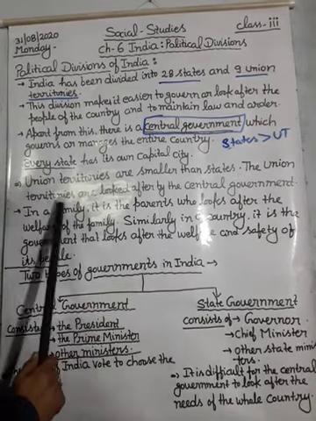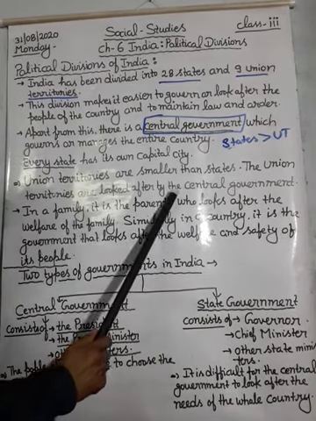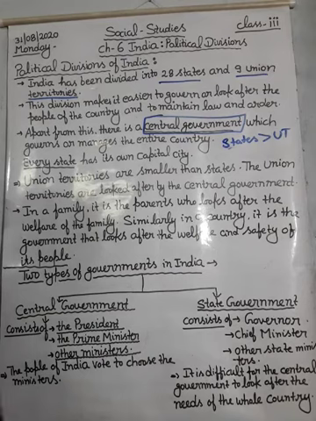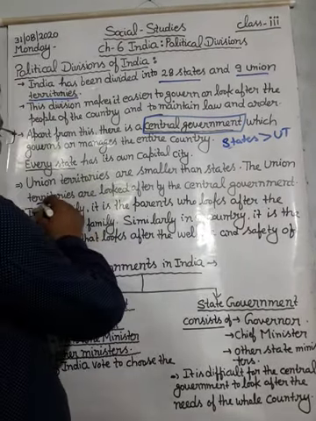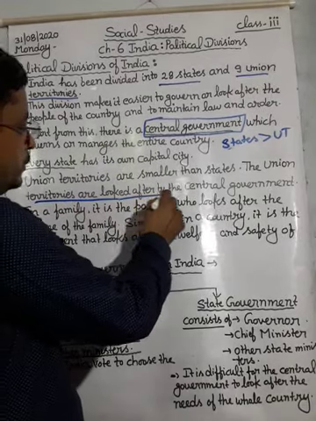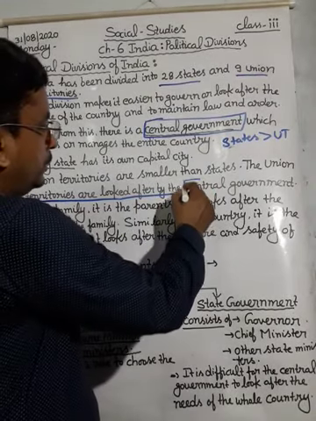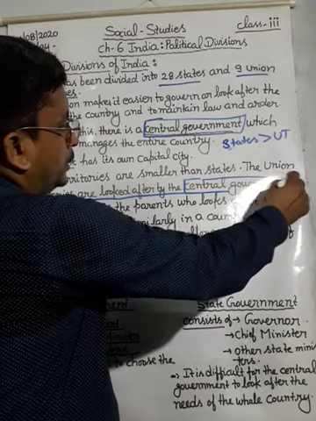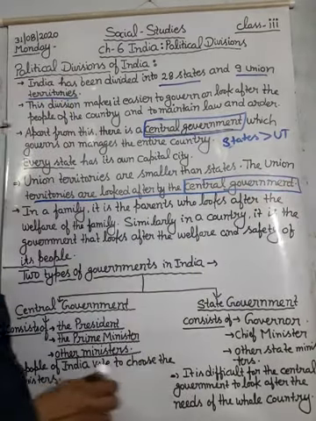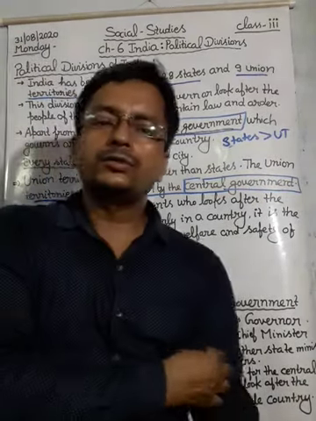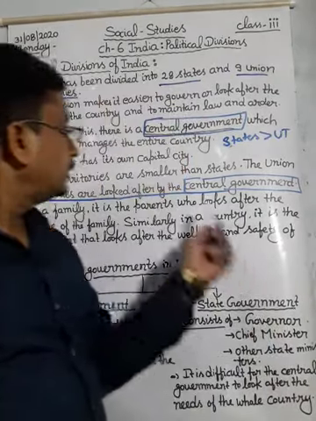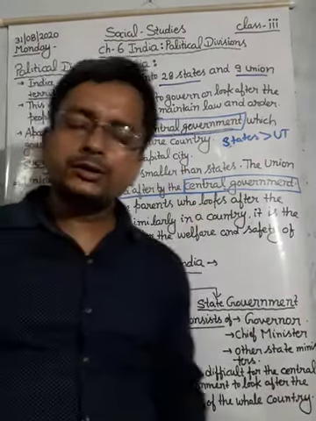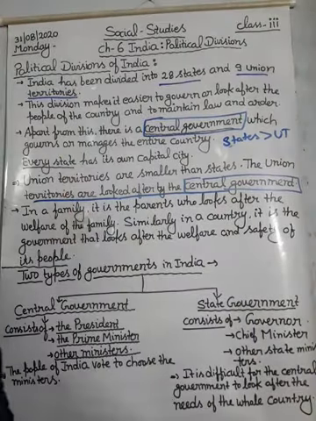The union territories are looked after by the central government. So here is a question: the union territories are governed or looked after by whom? Answer will be by the central government. It is governed and looked after, meaning who takes care of it? The central government does, beta.